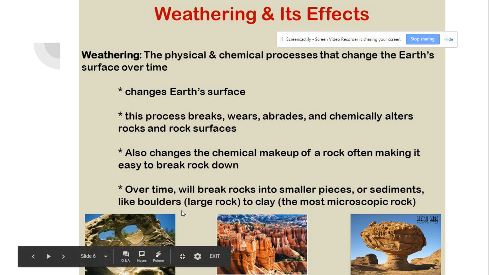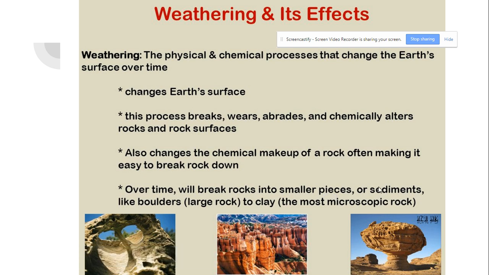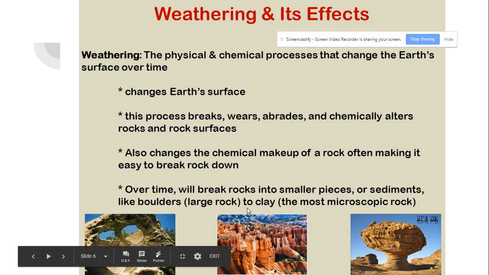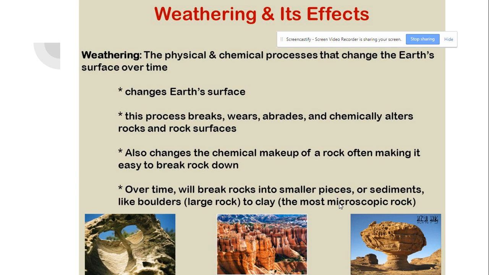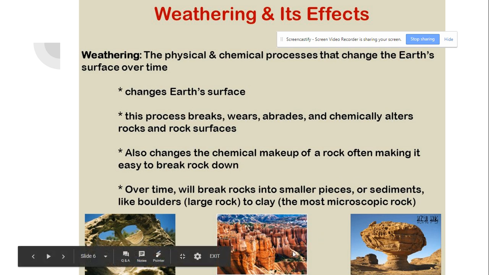But over time, it will break rocks into smaller pieces or sediments, like boulders, to clay. So if you look outside, clay is that orange rock that makes up the majority of our area. Thus why Clayton is Clayton, for the clay. But it used to be something like this, like a huge boulder that just gets weathered and weathered down into smaller pieces. Look how this rock was weathered down. Look at the difference. It was weathered down from something huge into something smaller. Same here. We see these holes forming due to weathering.